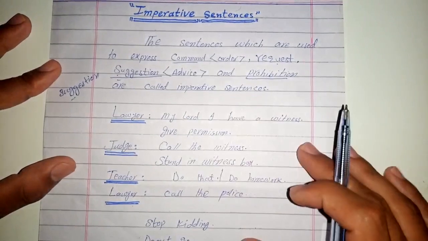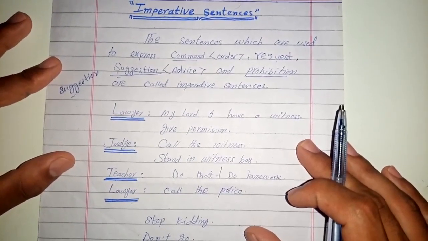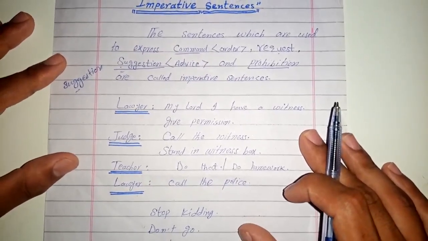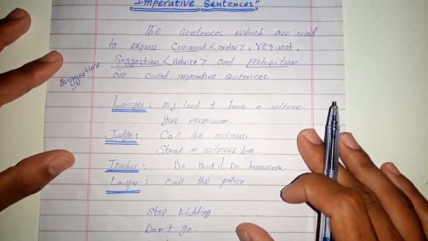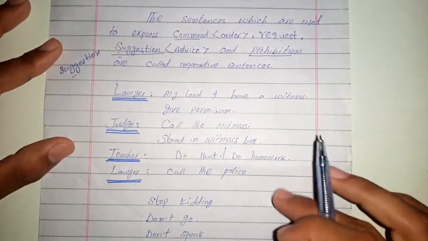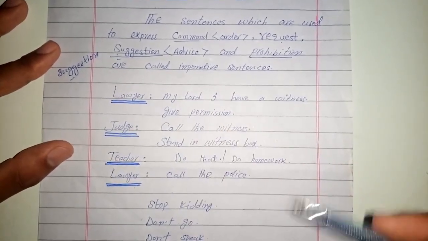So I have given some examples here of imperative sentences. You can understand this lecture easily through these examples. There are so many examples we use in our daily life, so I have mentioned some here that are very helpful for you, and I will give some arguments through these examples.